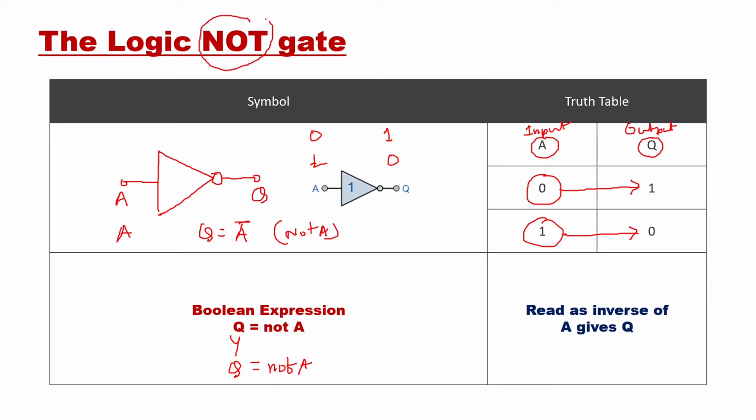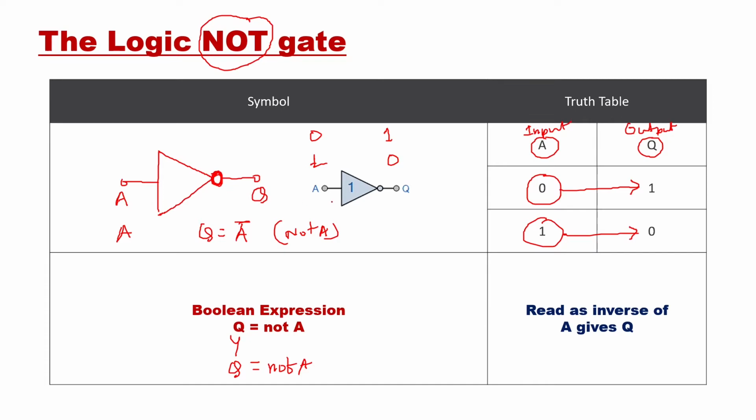The NOT gate basically has one input and one output. If the input is logic 0, the output is logic 1. If the input is logic 1, the output is logic 0. In that way, it complements the input. Here you can see this bubble. This bubble is an indication that the output will be inverted. So this is your basic logic gate.